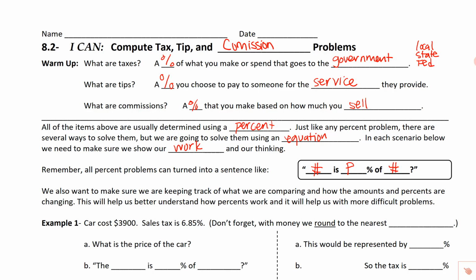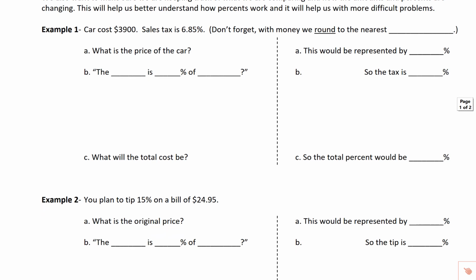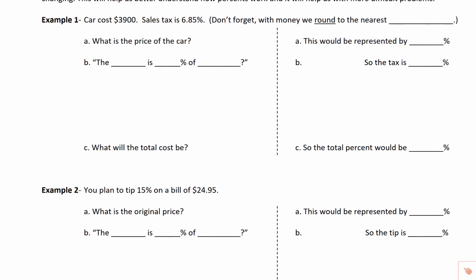This will help us understand what we're talking about and doing. So our first example says a car costs $3,900. Sales tax is 6.85%. Don't forget, with money, we round to the nearest cent. So we'll round to the hundredths place. All right, so the first question is, what is the price of the car? That comes from right up here. It tells us in our problem that the car costs $3,900.